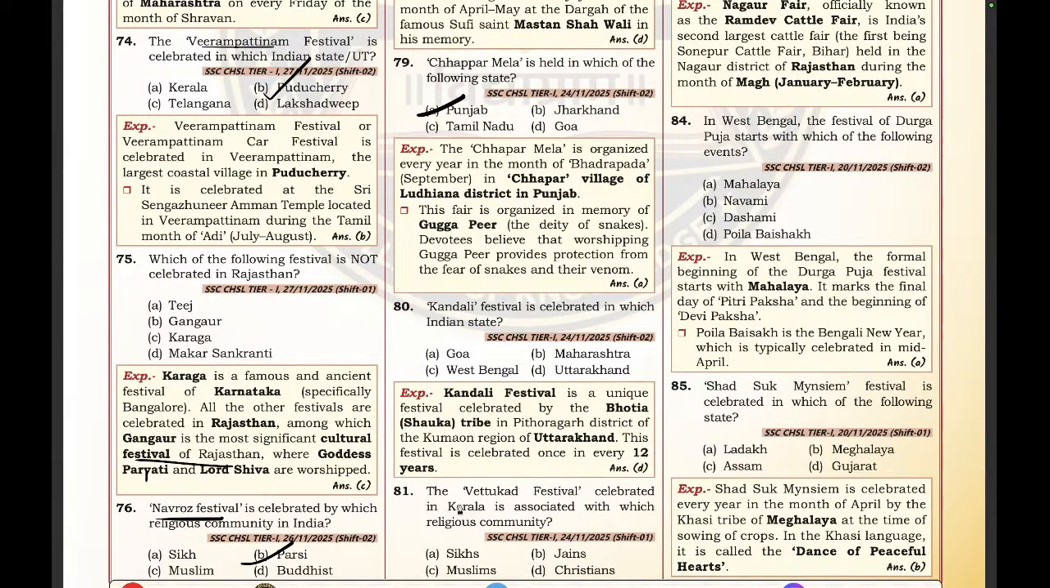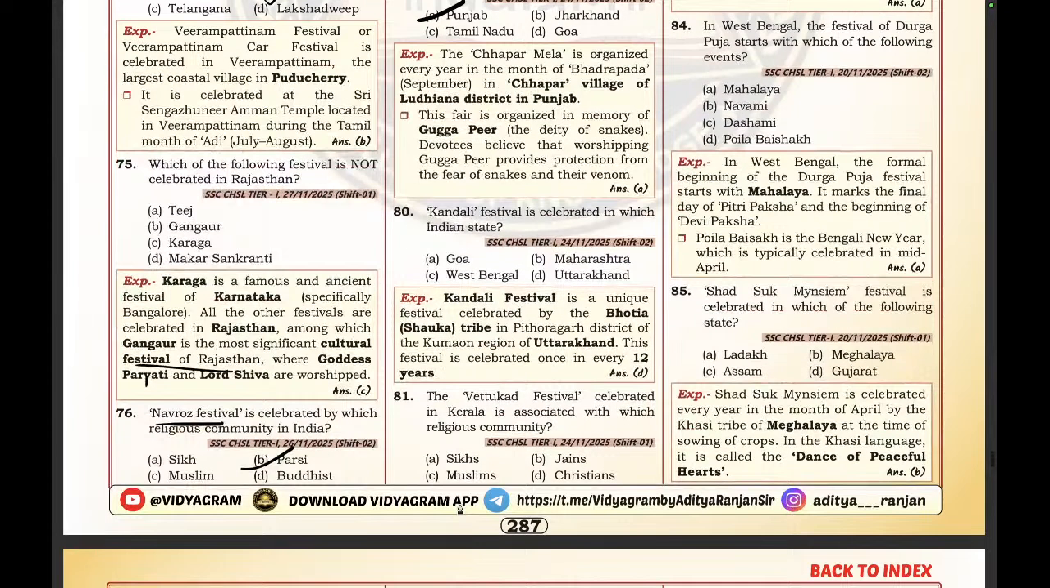Bhutia tribe, the Shauka tribe of Pithoragarh, Kumaon district. Kandali is also a grass there in Uttarakhand, which is really painful, and parents used to beat children with it. Vettukad festival in Kerala is associated with which religious community?